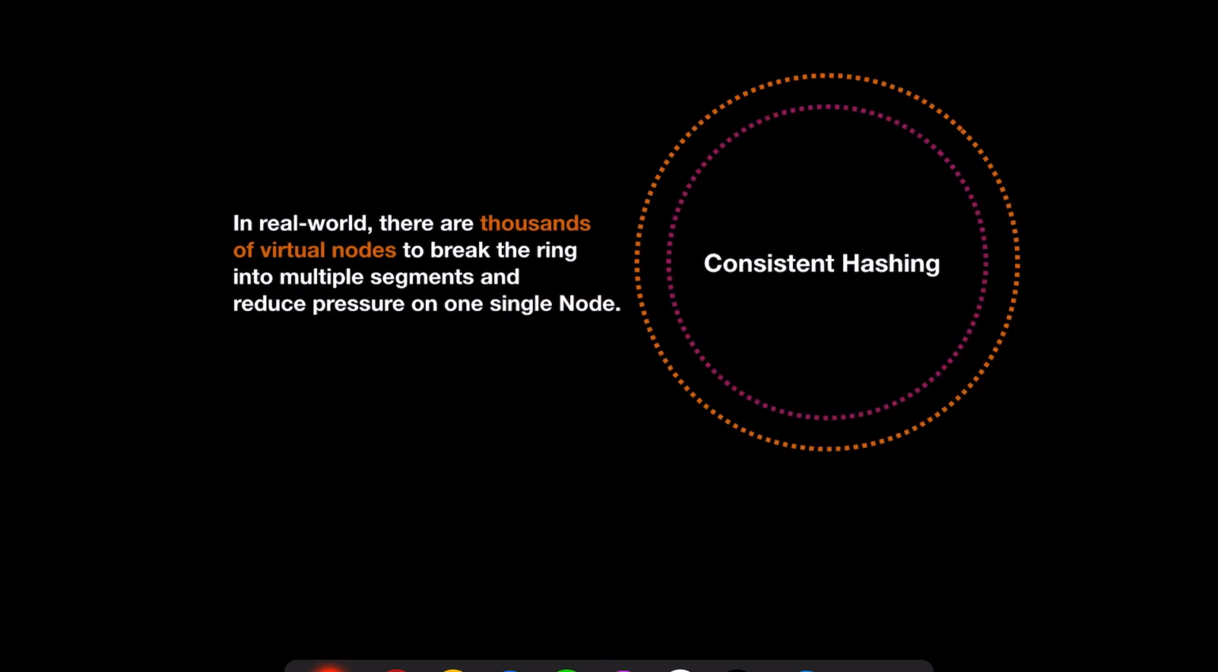In the real world, we don't have a small number of virtual nodes. Rather, we have thousands of virtual nodes for a physical server, and the hash ring is split into multiple small chunks, and virtual nodes or servers are placed in many different places. This way, it helps us to rebalance and redistribute the load easily without overloading or impacting any single server.